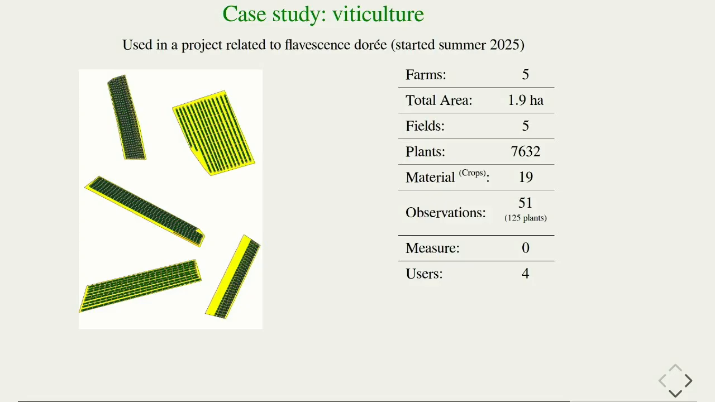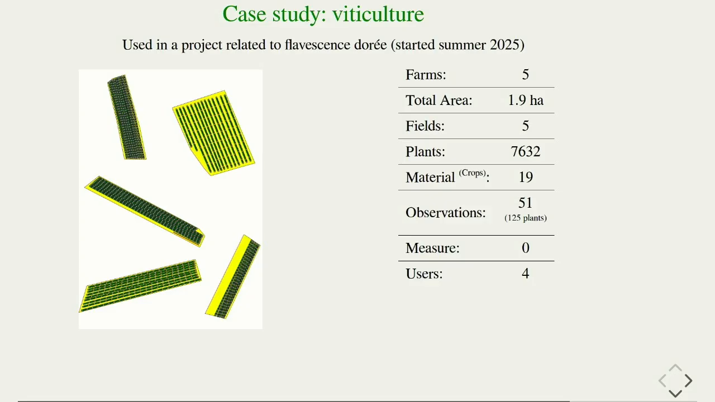They are located in different places around Trentino. We have 7,000 plants. Obviously the vines are closer than apples, so the number increases quite a lot. And 19 different materials, and in just one summer they collect 51 observations, so plants that are sick.